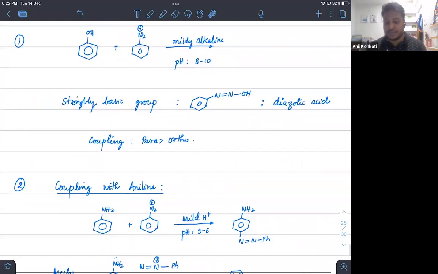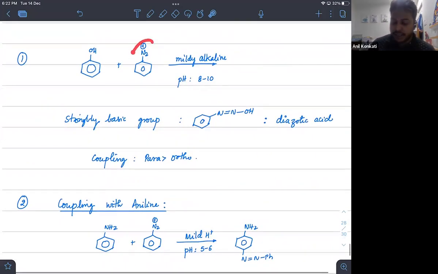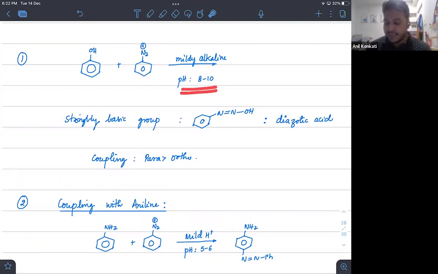Now coming to phenols. If phenols are treated with diazonium salt, correct? First thing, we require slightly basic nature. Okay, it should be slightly basic. If it is more basic, imagine if it is more basic, or if the pH is more than 10, correct?